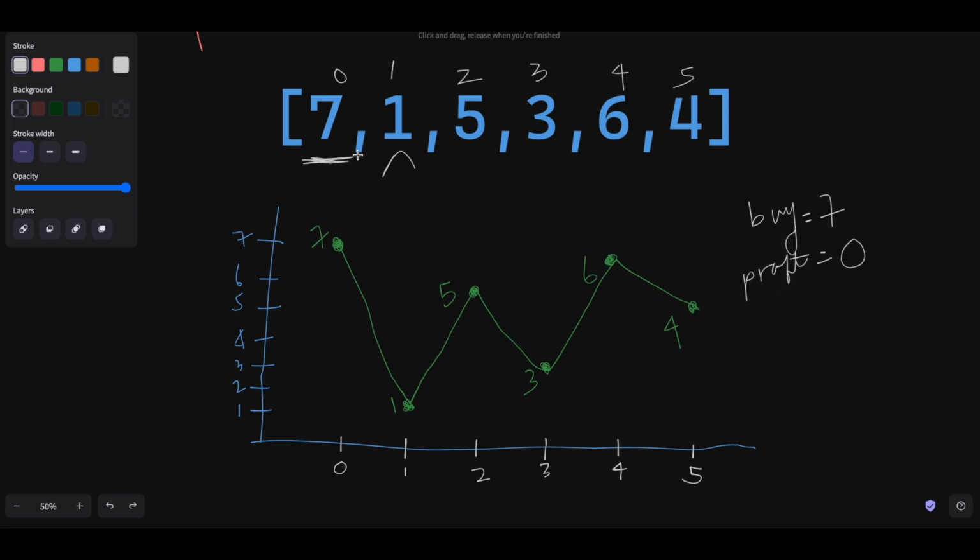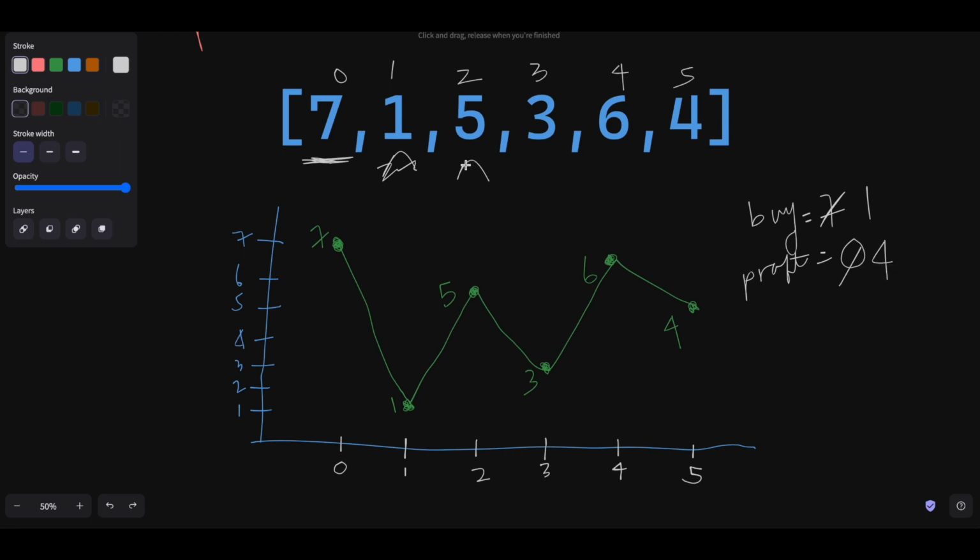So let's do that. Okay, so now we check. All right, is this sell price less than the current buy price? If so, you know what? There's no profit to be made. Let's just update our buy price. Okay, so the buy price is now 1, and we can move this guy to here. Now we're at 5. Now, is our sell price greater than our current buy price? It is. Okay, in that case, what's the potential profit? The potential profit is 5, the sell price, minus the buy price, which is 1, which becomes 4.